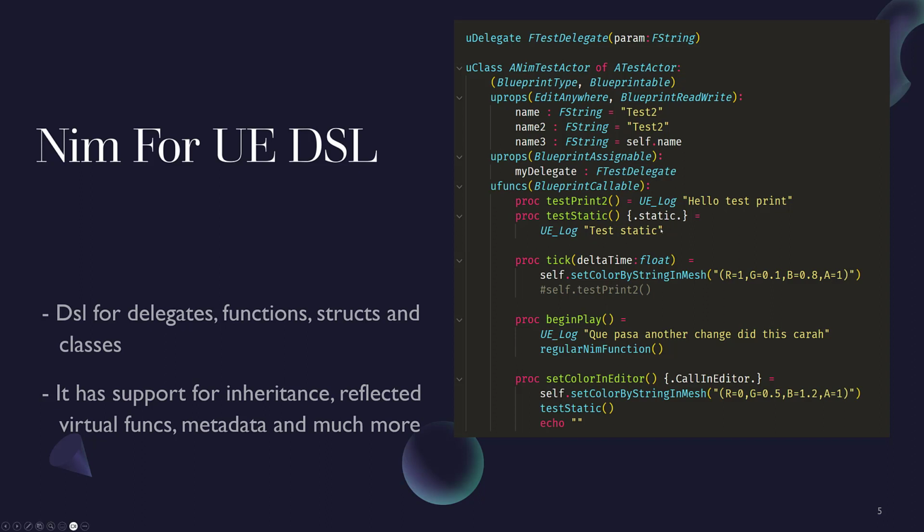So we support static functions, and we support reflected virtual functions, which are functions that are already defined in the base class and that you can override through Nim, like for example this BeginPlay or Tick that we are seeing here. This is something that is defined on the Actor base class, and we are overriding it here. And yeah, there are a lot of things that we support, and also a few things that we still need to support. But essentially, this is the DSL for defining new UCLASSes.